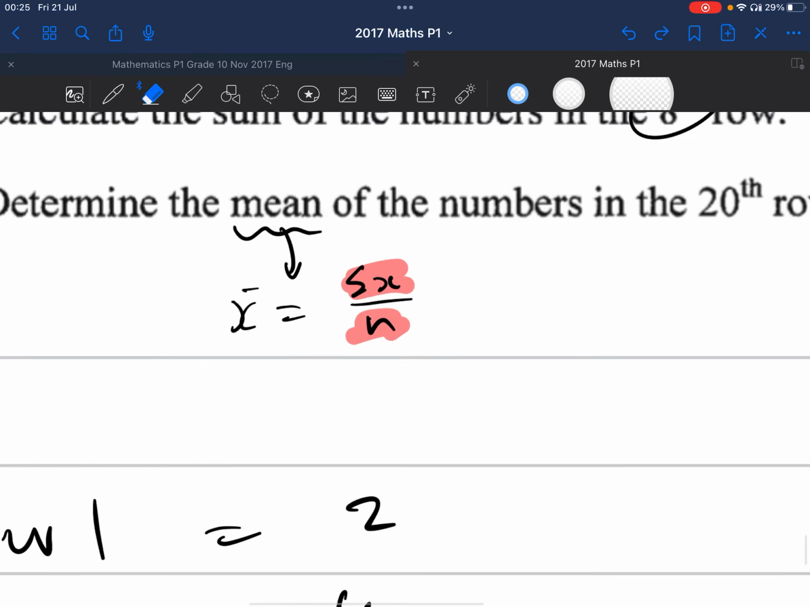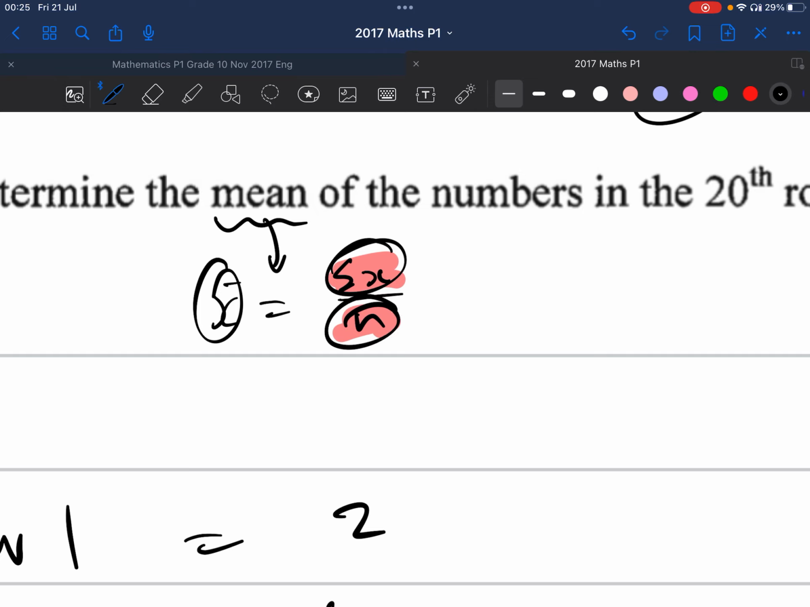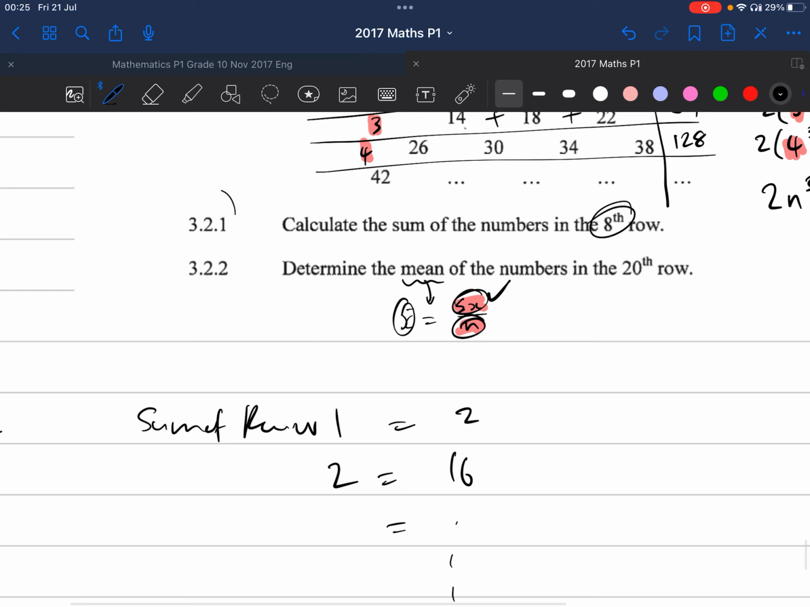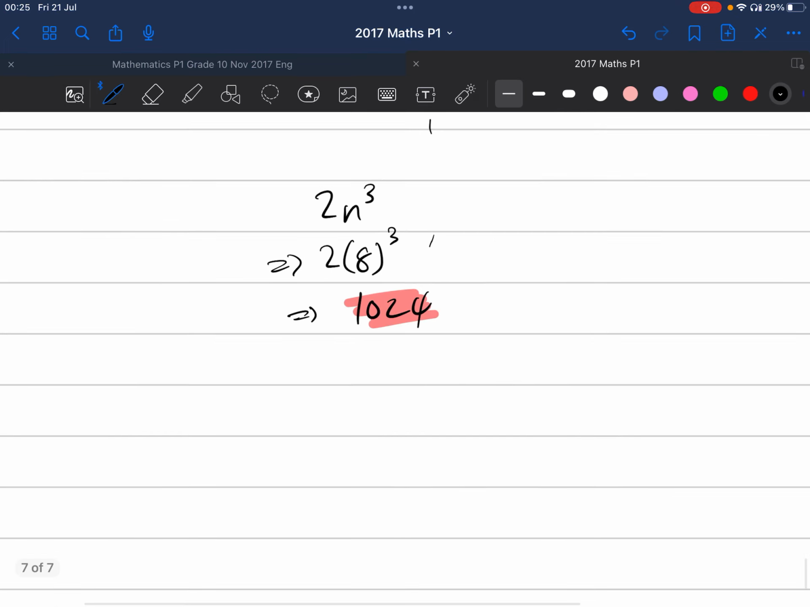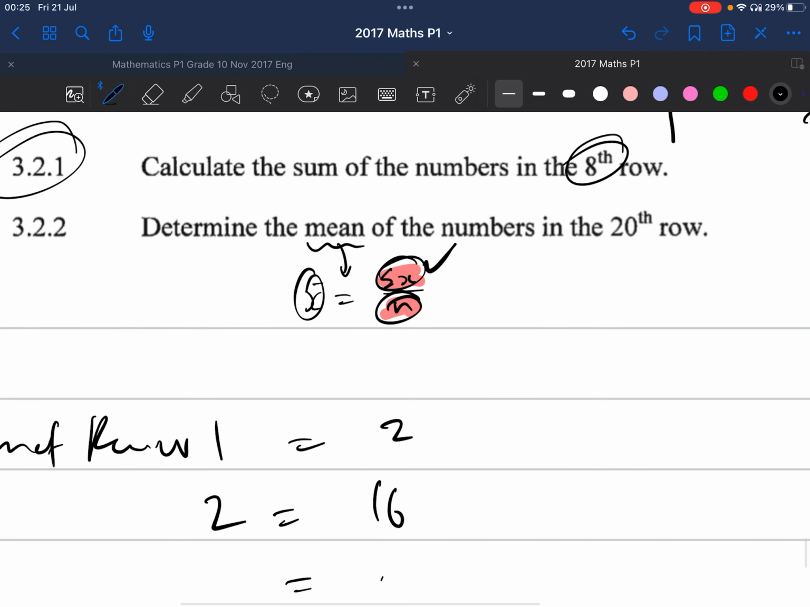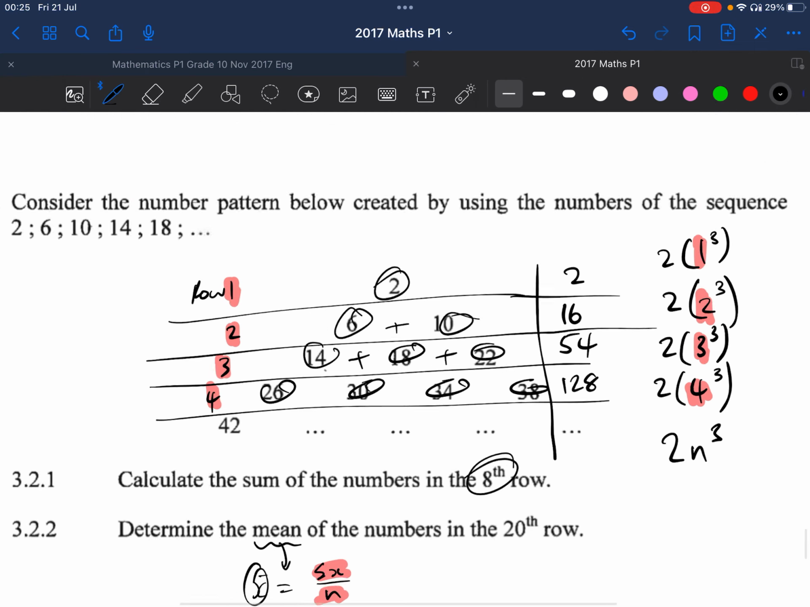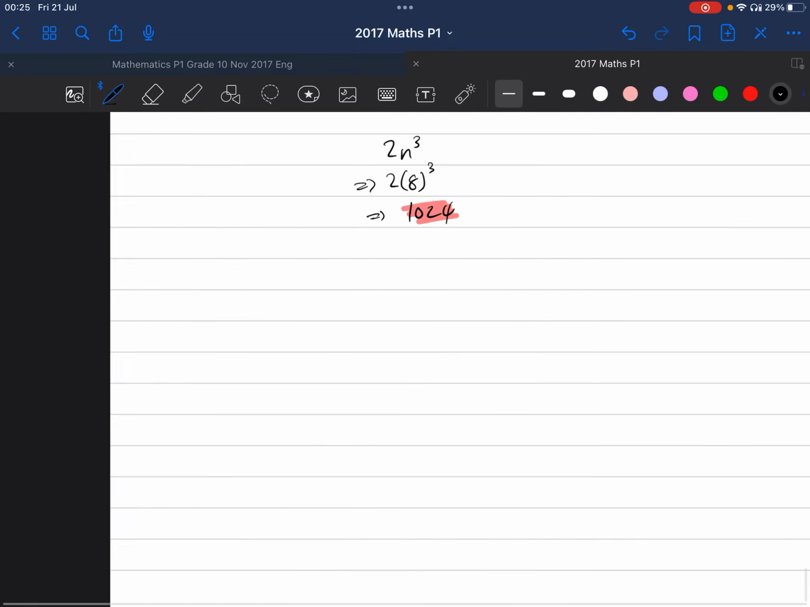So, okay, let's keep that there so I can explain something. If you look at this here now, to get the mean, we need the sum of the row and also the number of numbers in that row. So we know how to get this here, right? That's what we did in 3.2.1. We found this equation. Okay, so we'll be able to find the sum. What about the number of numbers in each row? Well, if you look at it, it just goes up by the row number. So row 1 has 1 number, row 2 has 2, 3 has 3, 4 has 4, and so on.